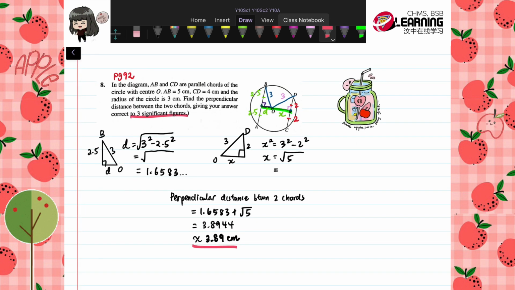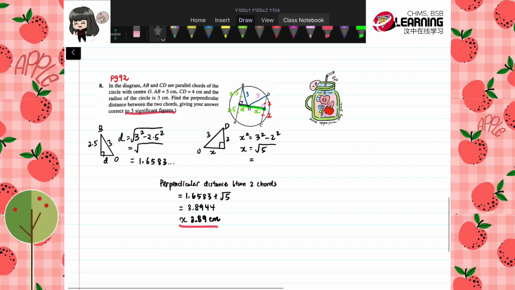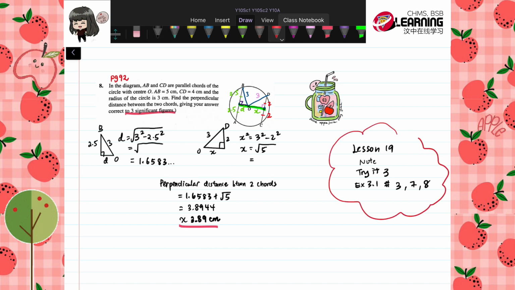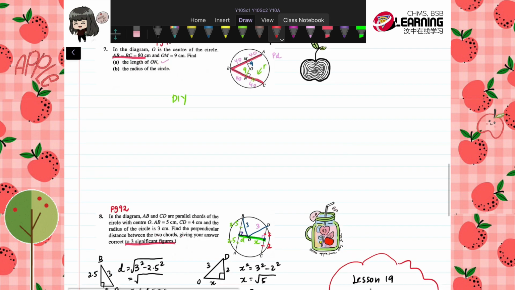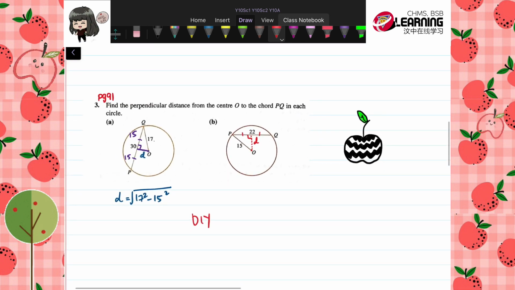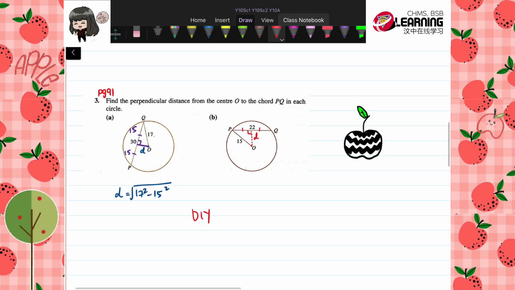So today's lesson, that's it, a very short one, right? So lesson 19. You're going to do your notes. Don't forget to write down your theorem number 2, and then write down Try It 3 and your Exercise 3.1 numbers 3, 7 and 8. Only this, no worry, no more. For Try It 3, you copy the questions. Number 3, you only need to copy the circles, and you do it on your own.